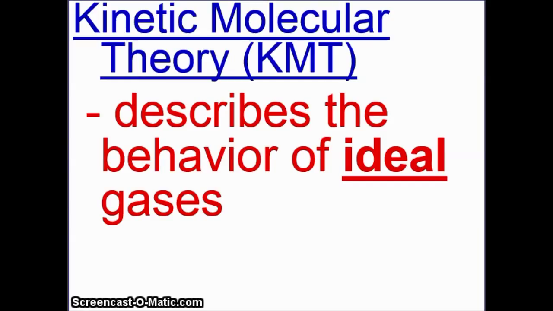So let's go ahead and write down this definition. The kinetic molecular theory describes the behavior of an ideal gas or ideal gases. Let's look at the word ideal. Ideal means to be perfect. So when we say that gases are behaving ideally, they are following four assumptions for us, and those four assumptions are the four assumptions of KMT.